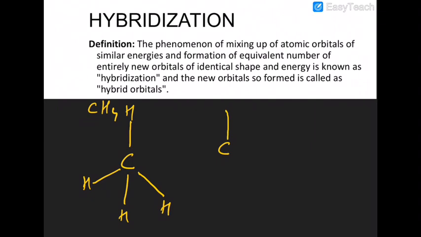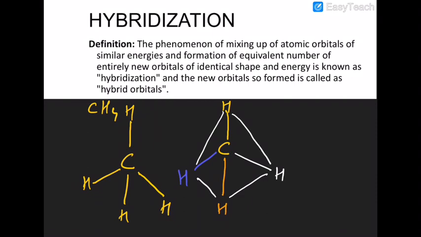In actual practice there are 4 bonds. First bond, second bond, third bond, and that is the fourth bond. What is that geometry? The geometry is tetrahedral. Are you getting that or not? Sure about that? So this is tetrahedral geometry.